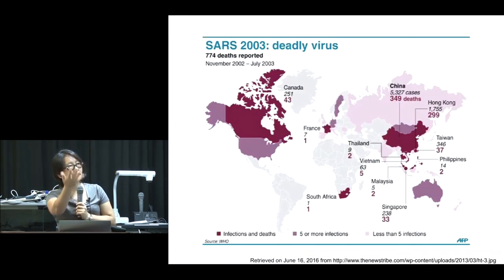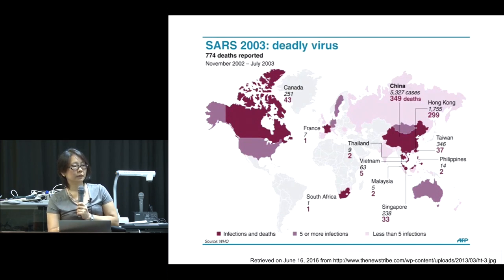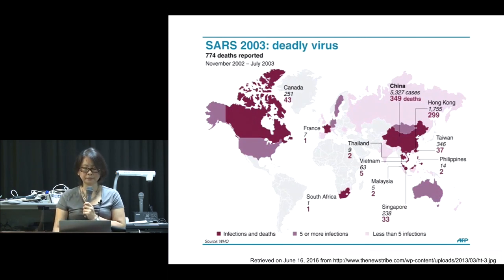This is a global figure of the virus and deaths reported up to 2003. This is for the outbreak. The darker color shows you infections and deaths. A little lighter one is 4 or more infections, and the light one is places with less than 5 infections.